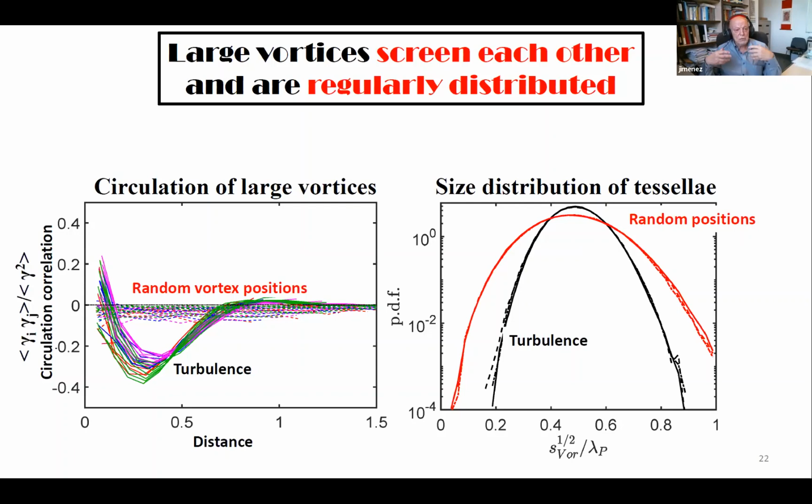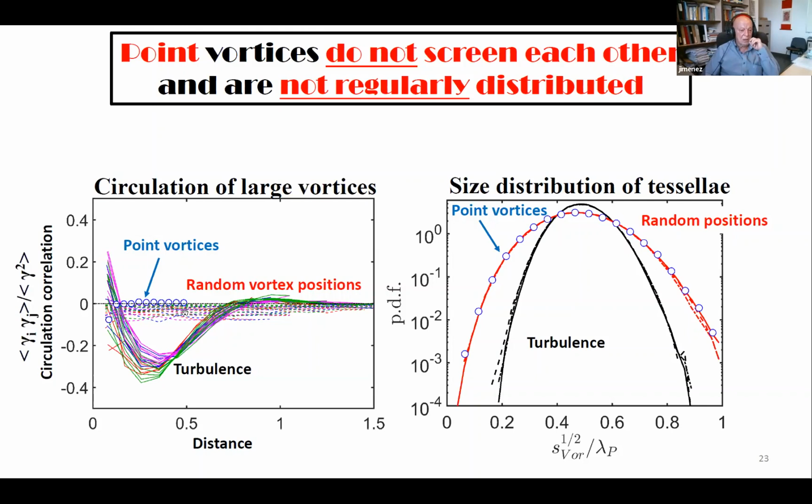You take the Hamiltonian system, run it for a long time, do statistics, do the same correlation function of the circulation of the vortices, do the same tessellation for the vortices, and then you see that the point vortices do not crystallize. The point vortices are random. This was the distribution of the circulation of turbulence, the distribution of the random vortices. This is the distribution of the point vortices.